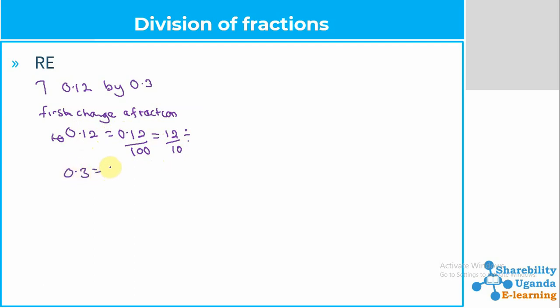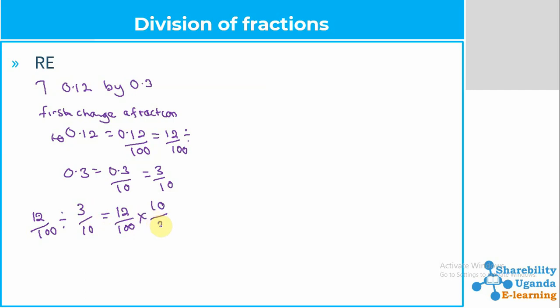0.3 is the same as 3 out of 10. Okay, so this is the same as 3 out of what? Out of 10. Therefore, we can say we now have our 12 out of 100. This is 100. Okay, we are dividing it by 3 out of 10. So this is going to give us our 12 out of 100 times our 10 out of 3.